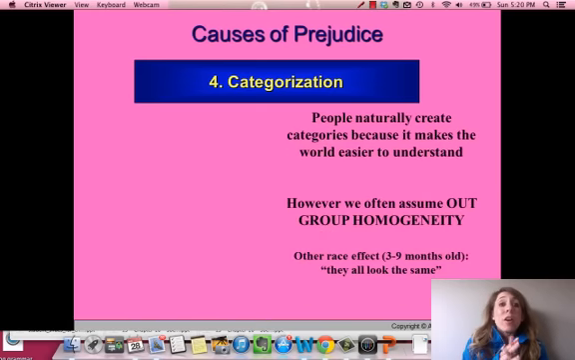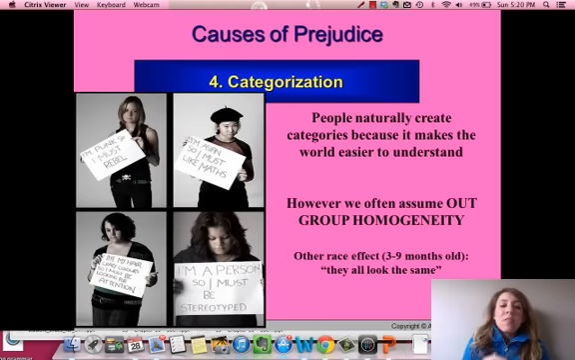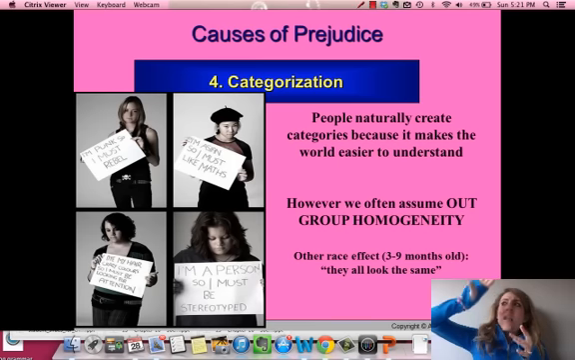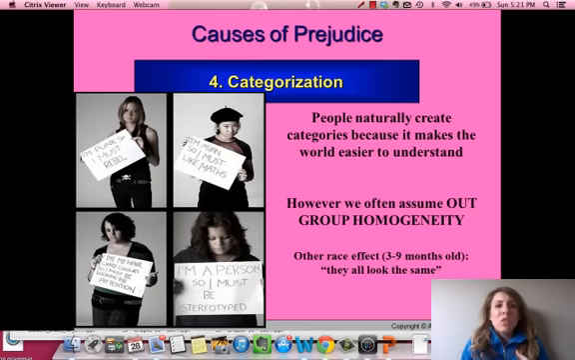Categorization. So it's actually very natural for us to create categories when we're trying to understand the world. It makes the world easier, right? The problem with categories is that we often assume that the people who are outside of our group have this thing called homogeneity. So it's the idea that groups that are out there are very similar to each other. It's kind of like if an Asian person thought that a lot of black people were similar to each other, or if a white person thought that a lot of Mexican people were similar. The group that's your out group, you assume they are very similar, which is actually not true. You are actually more similar than they are amongst each other in the group.